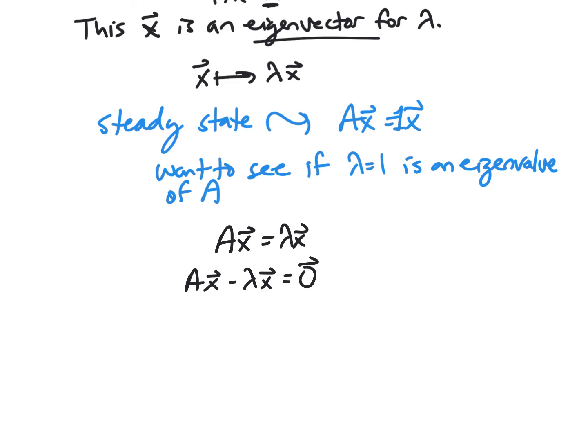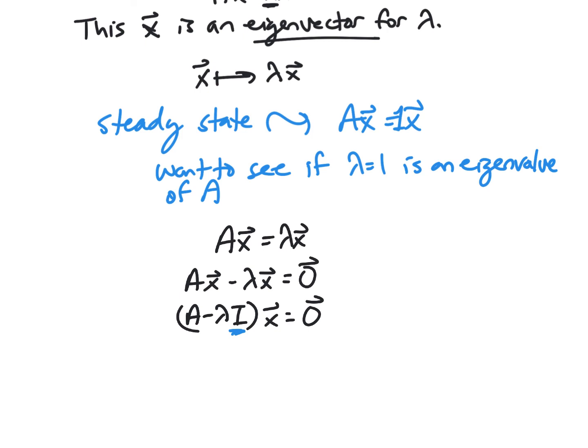So this is just the 0 vector. And I can actually factor out that x, and so I get (A minus lambda I) x is 0. Now you may ask me, why is this I and not lambda? Well, it needs to be a matrix over here. If I have A is 5 by 5 and then I just subtract the number lambda, that makes no sense at all.